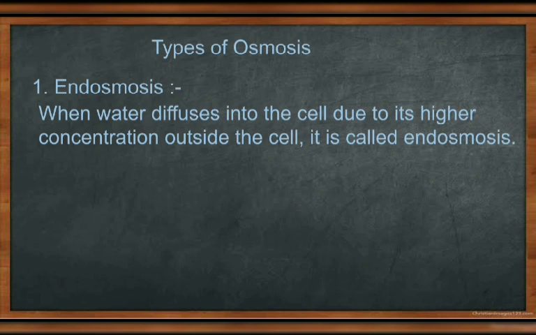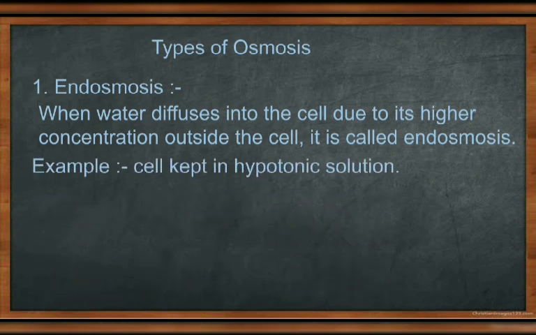So what do you think? The level of water in the glass is higher, and inside the raisin the concentration of water is lower. So water moves from higher concentration to lower concentration, into the cell, and the cell becomes swollen. Water concentration is higher and the components in the water are lower, so the solution is hypotonic. So in endosmosis the solution is hypotonic and the cell swells. This you have to learn. Example: cell kept in hypotonic solution.